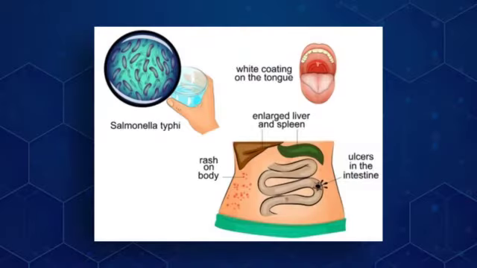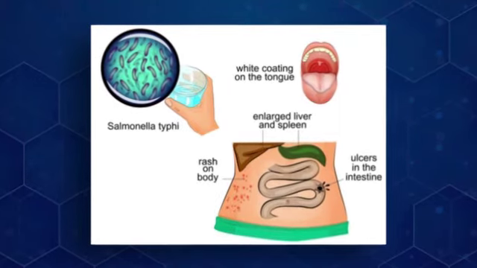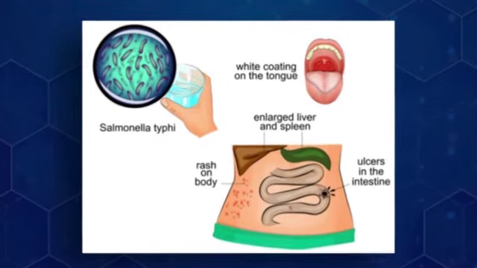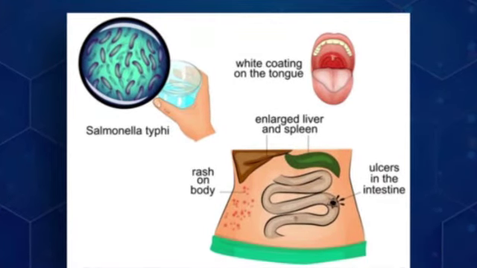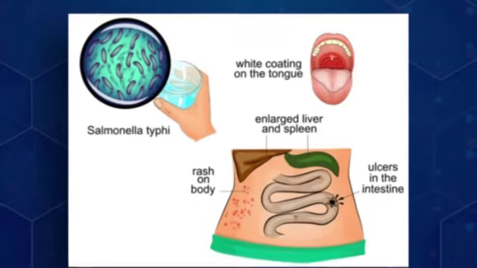So here, if we consume water containing the pathogenic bacteria Salmonella typhi, there are some symptoms: a white-coated tongue, along with other health effects. We are not medical practitioners, but here we are talking about some waterborne diseases, so we can check some symptoms: rashes on the body, ulcers in the intestine, and an enlarged liver.